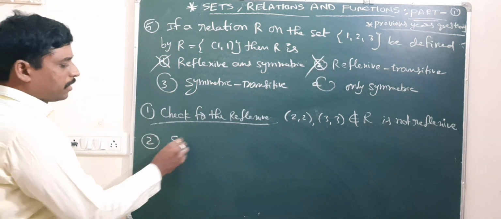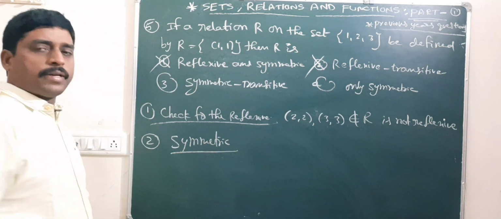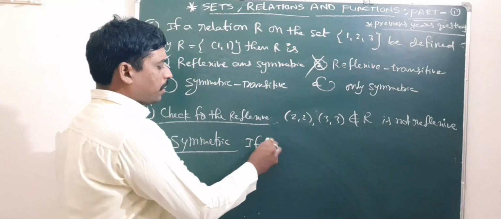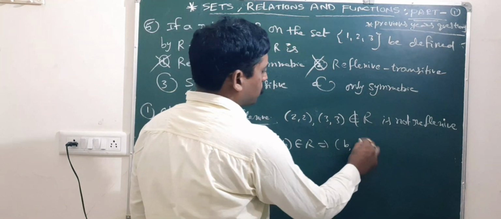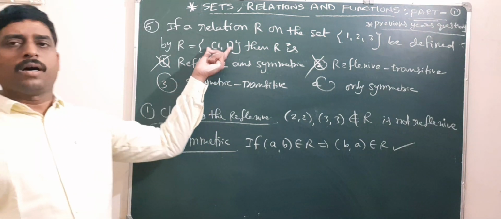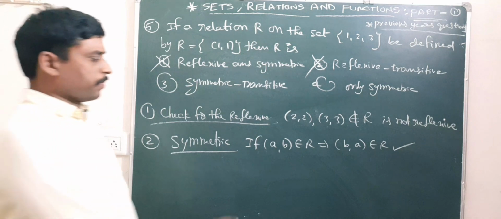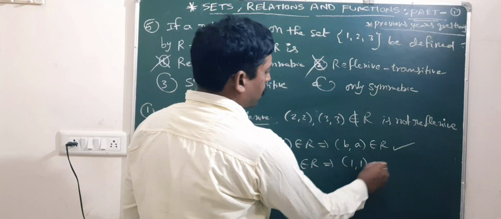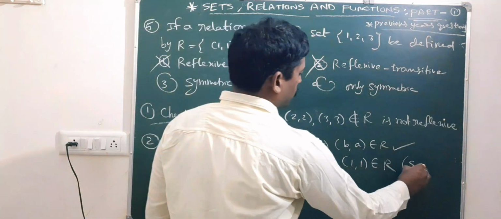Next, the second one is the symmetric property. So what is the symmetric property? If (a, b) belongs to R implies (b, a) also belongs to R, then R is called symmetric. In this case, (1, 1) belongs to R, so (1, 1) also belongs to R. So symmetric is satisfied.